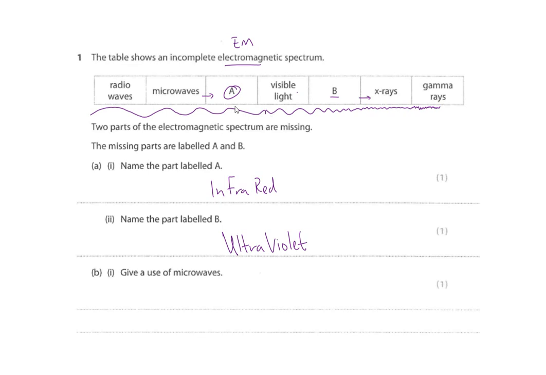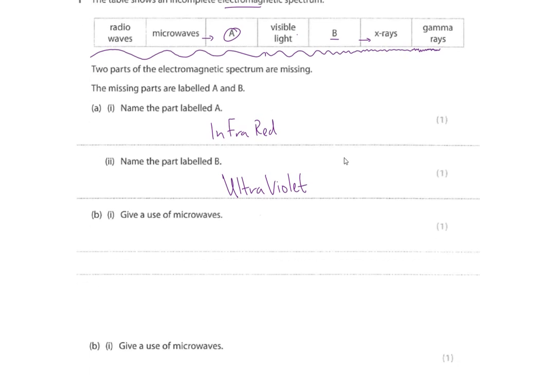Okay. Now, give a use of microwave. Now, microwave, what do we use microwave for? We think of the basic use. So we use microwave to heat food. So heating food. Okay, so this is the basic one.